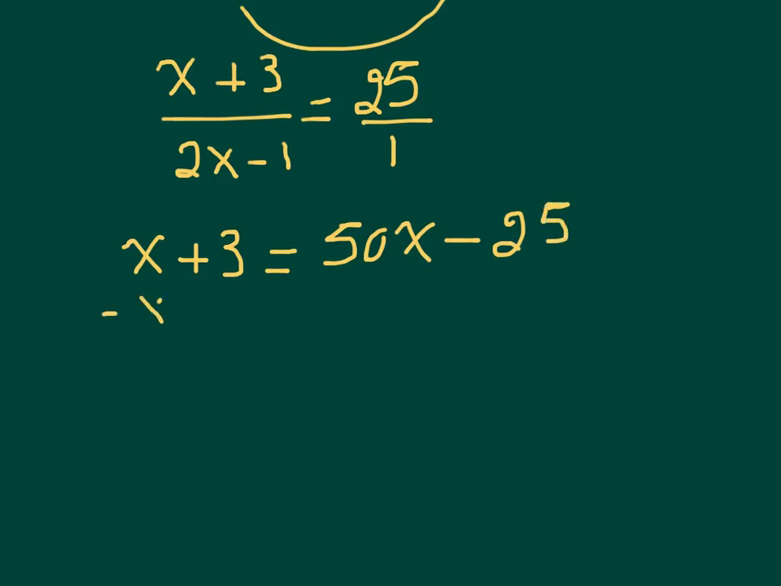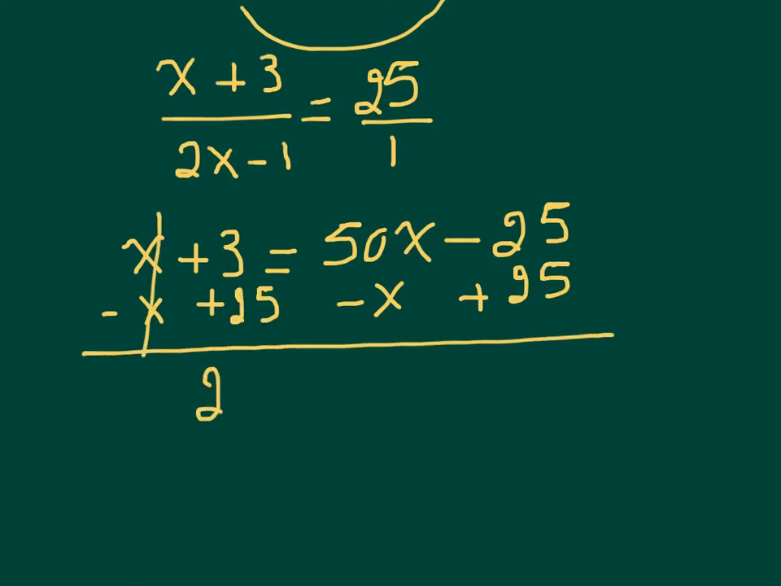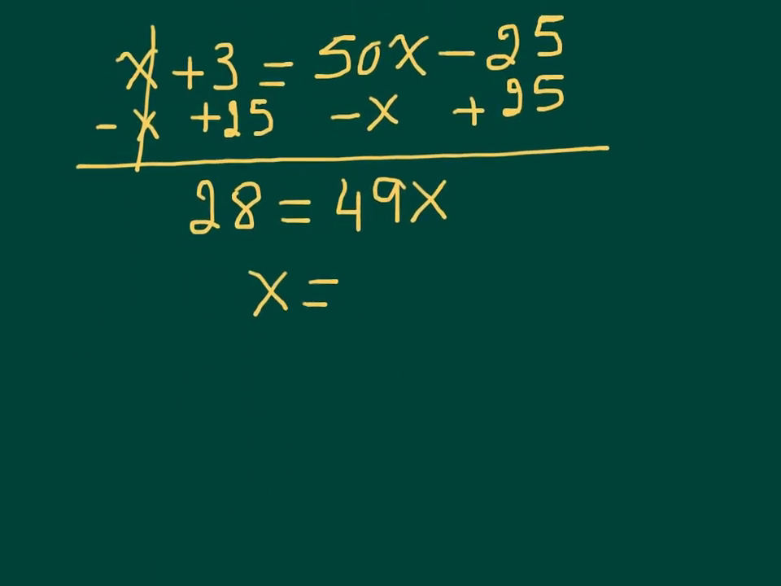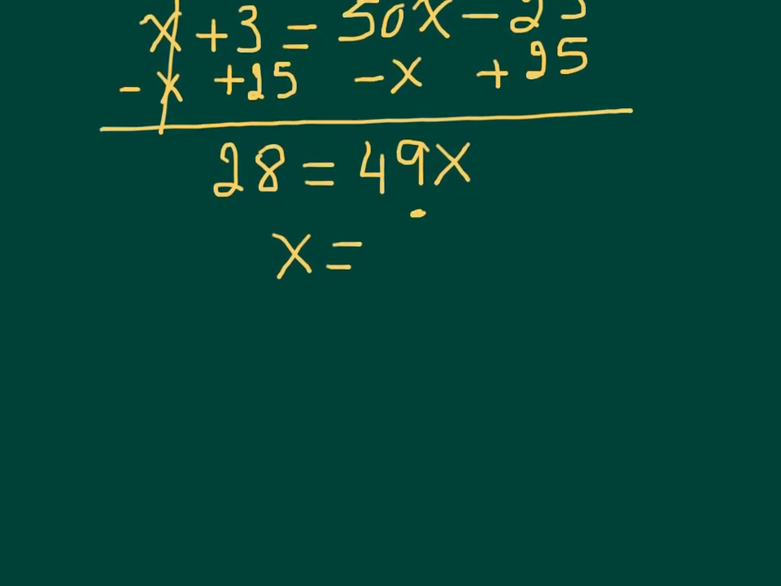We're going to subtract x from both sides, and we're going to add 25 to both sides. And so now what do we end up with? These x's cancel out, we get 28 equal to 49x. And then x is equal to 28 divided by 49. I really would like you to go ahead and check your answer to make sure your answer works, because we started out with a log function.